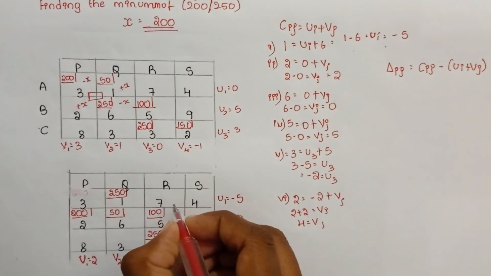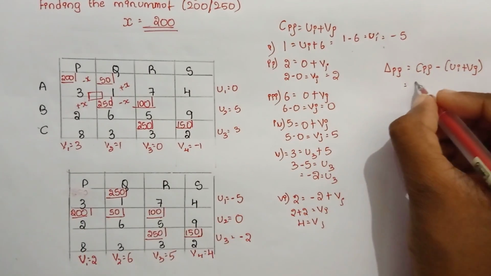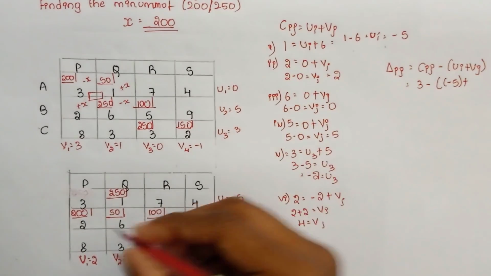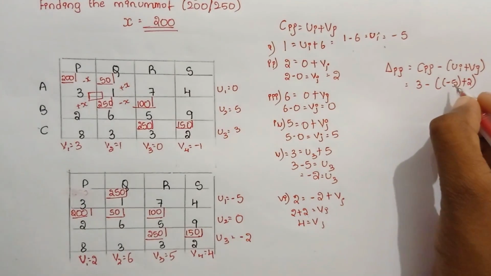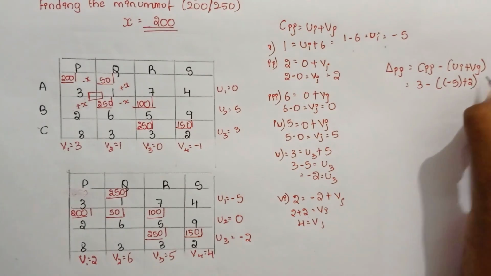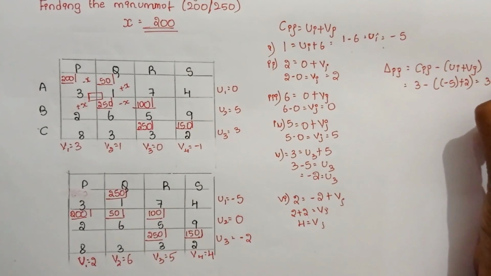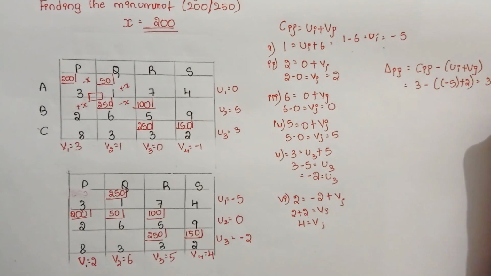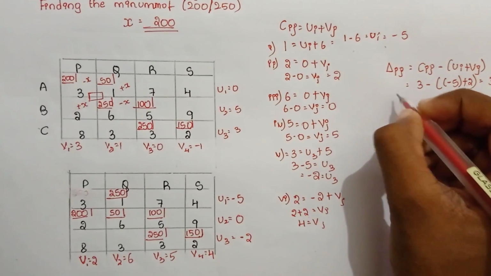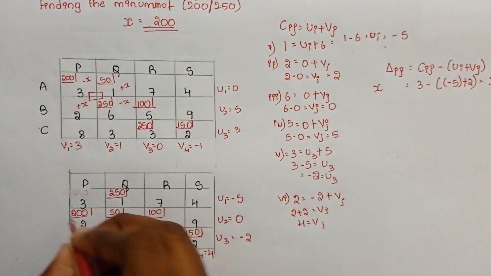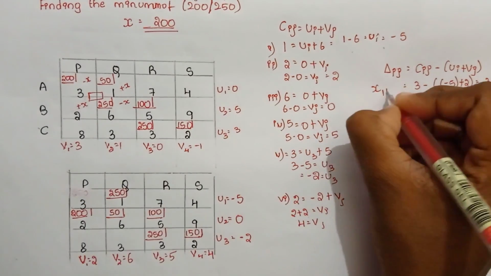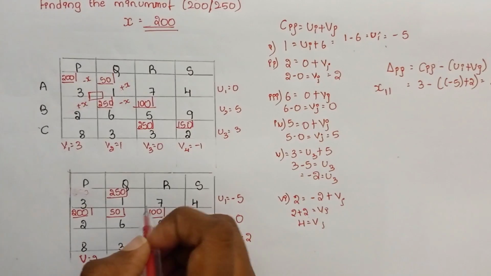Okay, so the first unoccupied cell in this row is 3. So the Cij value is 3, 3 minus the U value for 3 is minus 5 plus the V value for 3 is 2. So minus into plus will become minus. So 5 minus 2 is minus 3. So the minus and minus will become plus. So 3 plus 3 is equal to 6. Okay. So this will be represented as x1,1 because it lies in the first row and first column.